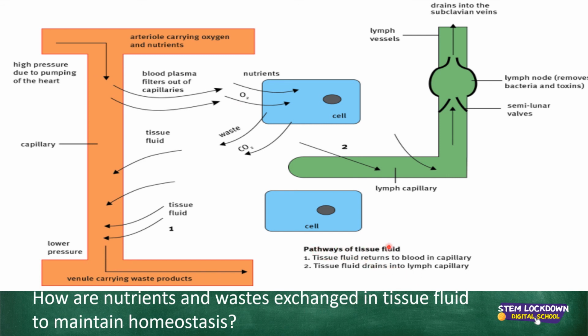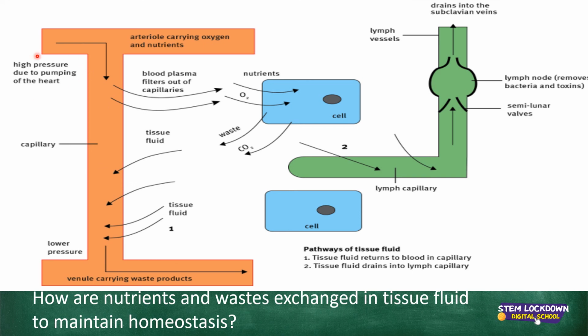Here we are depicting the pathways of tissue fluid. Number one, the tissue fluid will return to the blood capillary, and number two, the tissue fluid will drain into the lymph capillary. So this involves the various processes here. The venule here is carrying the waste products. This is the tissue fluid. So the waste product will be moving inside this venule over here, moving from the tissue fluid.